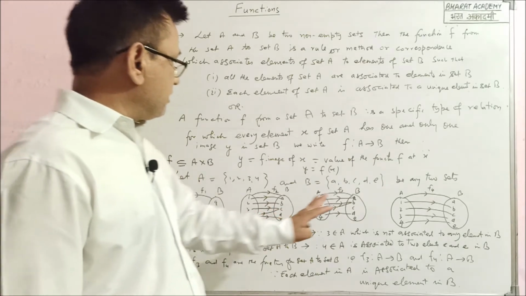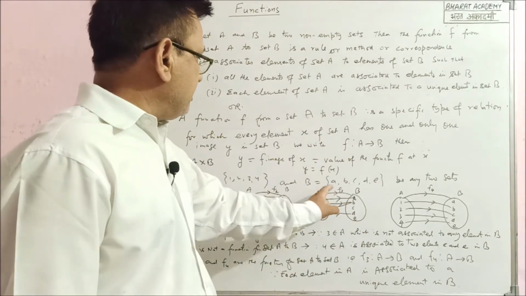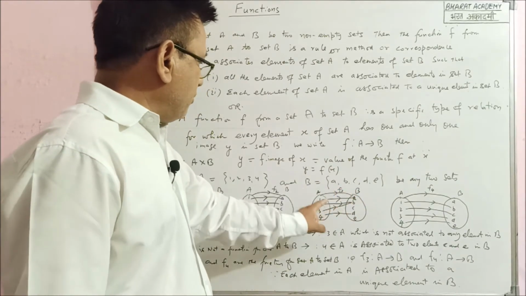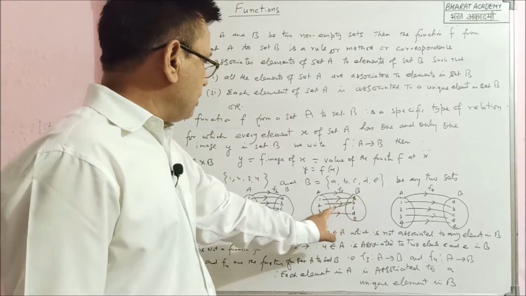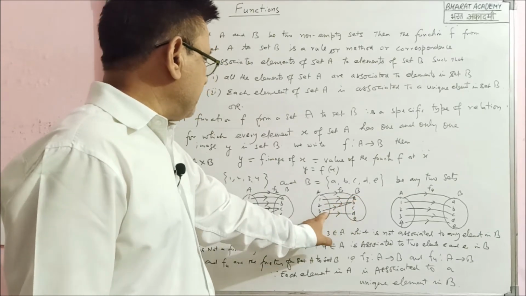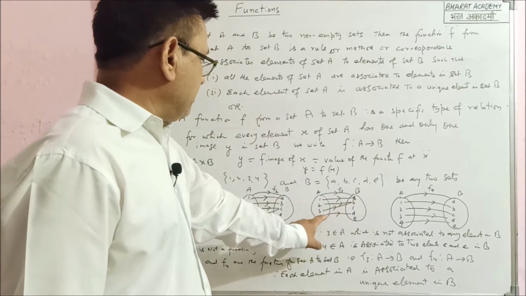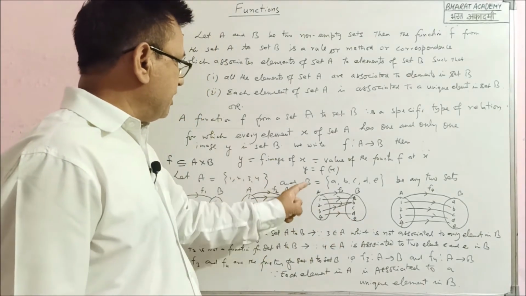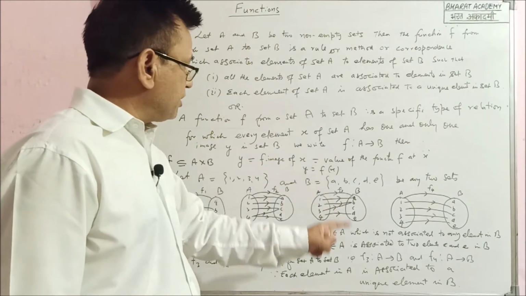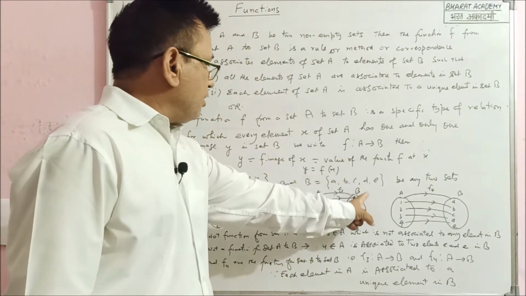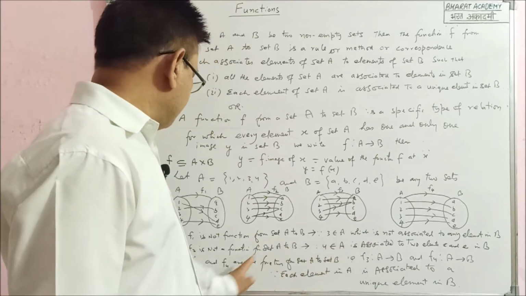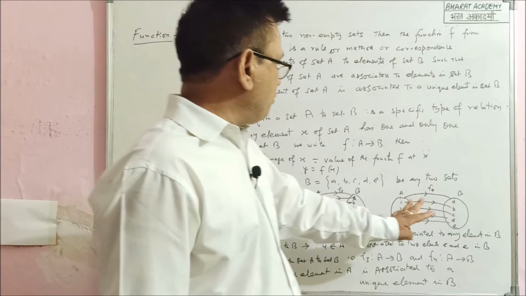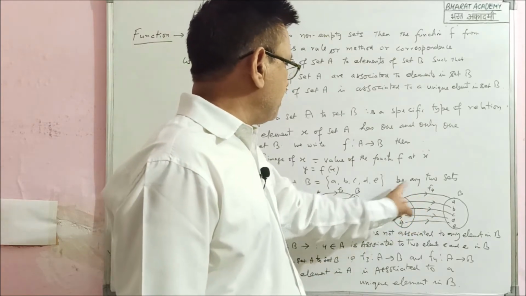Okay, now I take the third example. This is set A, this is set B, and the function is f3 from A to B. 1 is associated to a, 2 is associated to b, 3 is associated to b, and 4 is associated to d. So it's quite clear that all the elements in A are associated to elements of set B. It means f3 is a function from A to B. Again, f4 I have defined a function from A to B.